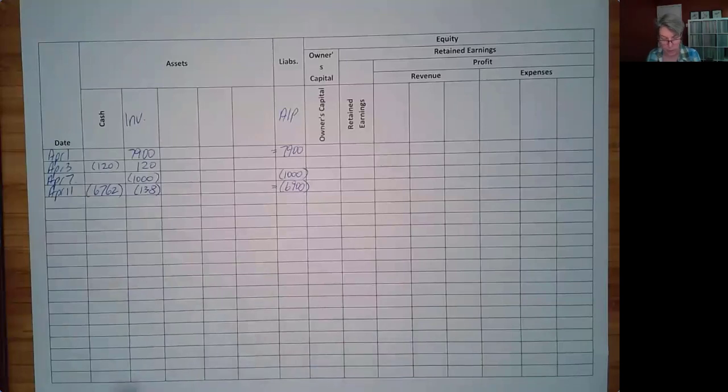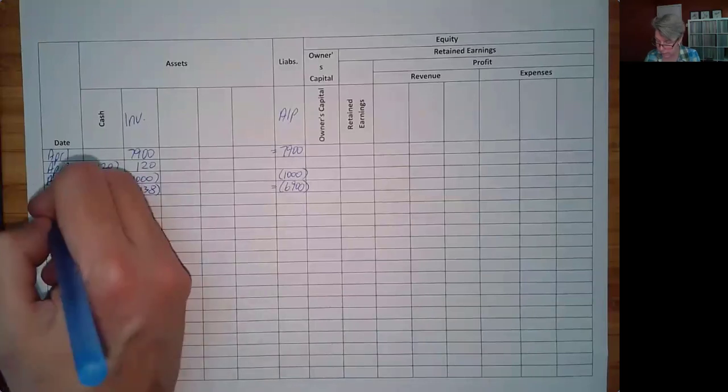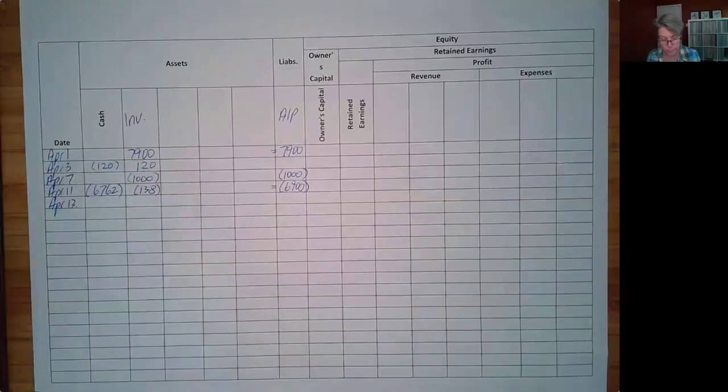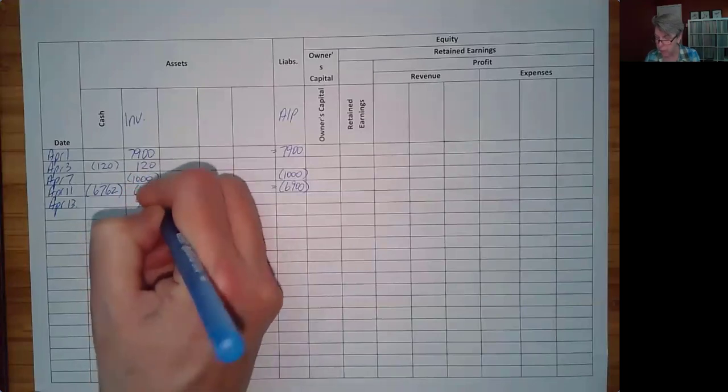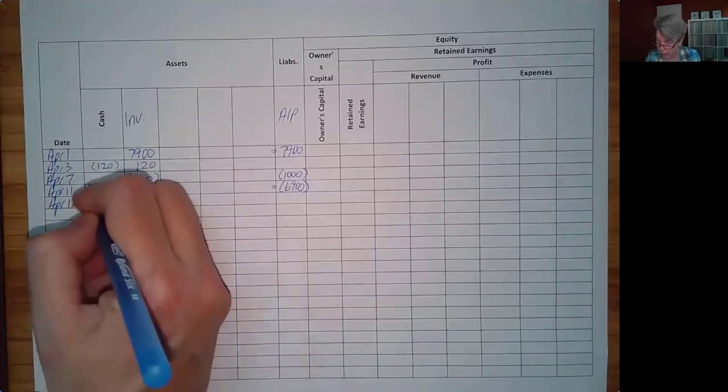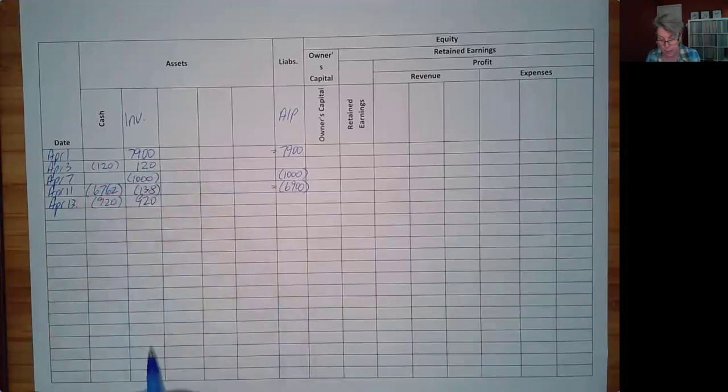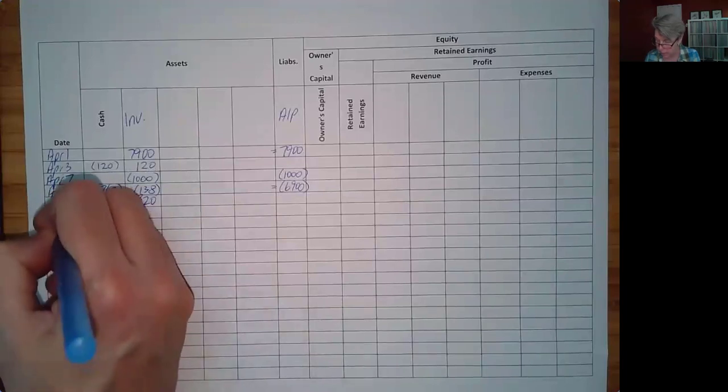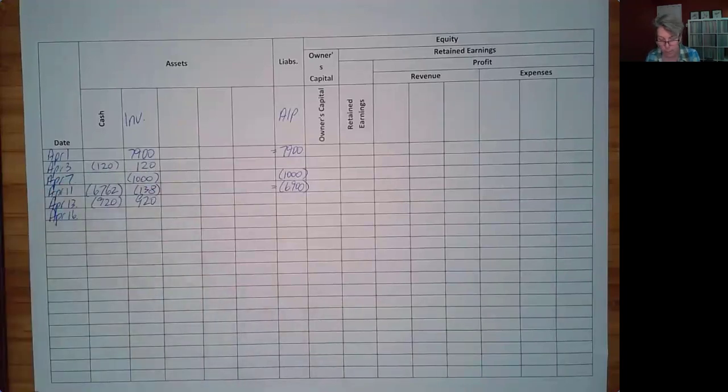Now it says April 13th. Purchase inventory from Nikki Inc. for cash. Shipping terms are FOB destination, and it is $920. What did the company get? $920 of inventory. What did they give away? Cold hard cash, negative $920. It says the shipping terms were FOB destination. April 16th. The appropriate party paid shipping costs on the purchase from Nikki Inc. of $15, but it's FOB destination.